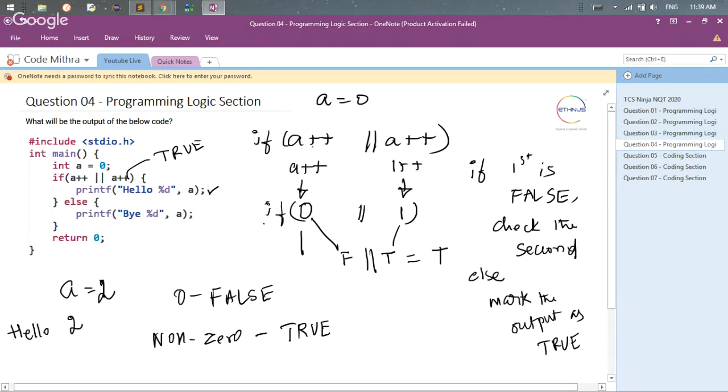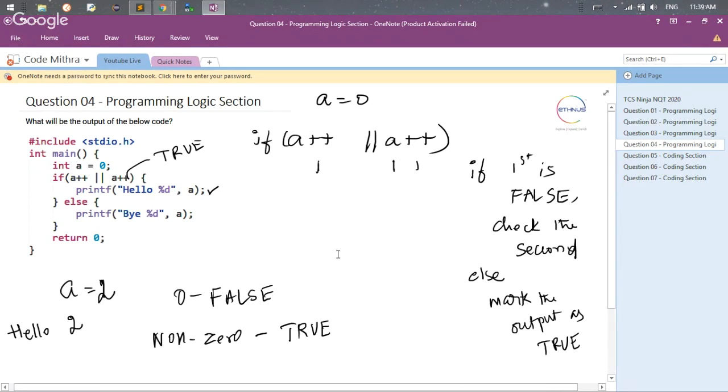Again, I'll repeat it. I'll erase this and repeat this one. At this moment, a is 0 initially. Now a plus plus will get evaluated to 0, but a's value will be 1 because it is post increment. And then you have an OR operator. If the first operand is false in an OR operator, please check the second. That is what our rule book says. If the first operand is false, then you need to check the second operand.